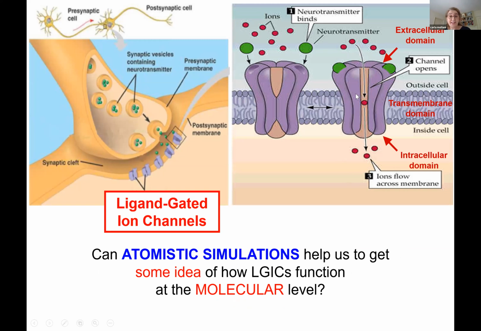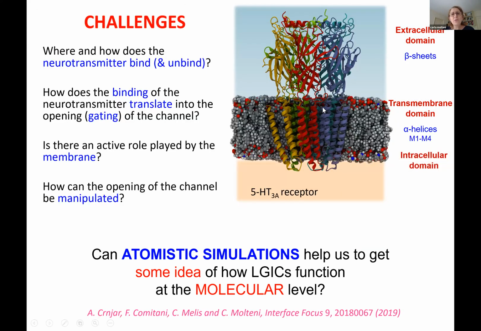So the question obviously is whether we can help by using atomistic simulation to get some idea at least of how the ligand-gated ion channels function at the molecular level. And we wish that this is true. So we can actually make atomistic models of these receptors now. And on the right is a representation of one of the prototypic or representative of these pentameric ligand-gated ion channels.